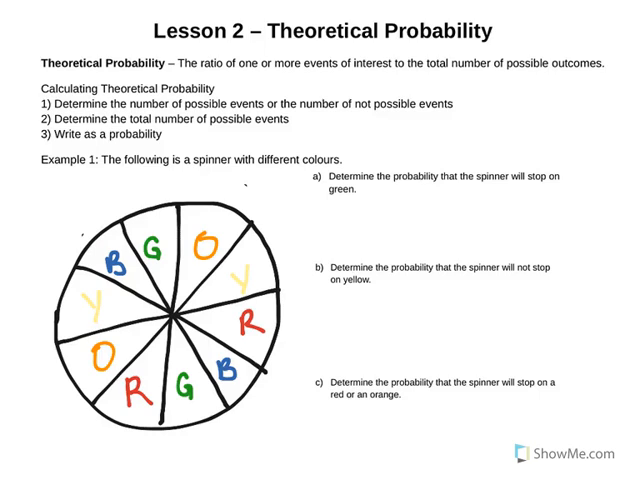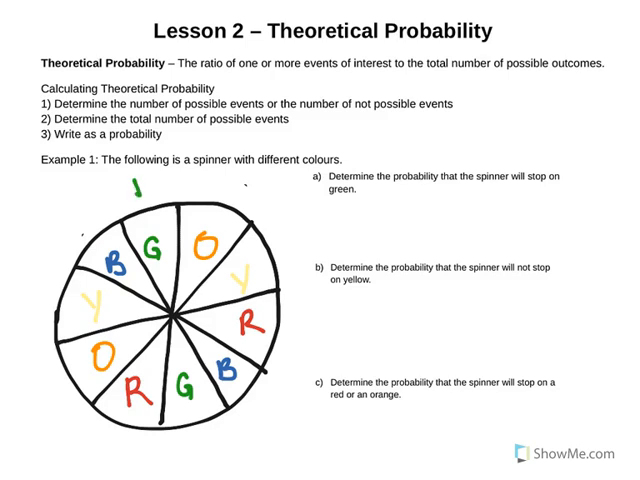Lesson 2, Theoretical Probability. So to review from the last lesson, theoretical probability is what probability would be in a perfect world. So if it was perfect and it went just by statistically what it would be, how probable it is, that's how it would work. So we have the following spinner with different colors. We want to determine the probability that a spinner will stop on green.